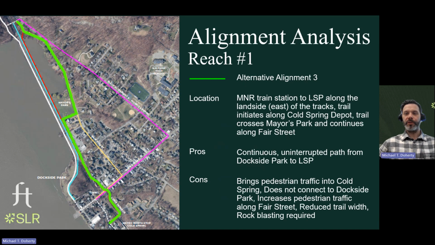Alternative alignment number 3 shares some of the similarities with the previous alignment, but differs at Mayor's Park, where the trail diverges from the rail corridor through the park to Fair Street and then on to Little Stony Point. Unfortunately, the similarities shared with alignment number 2 include the need to traverse private property at Cold Spring Depot and the rock blasting to fit the trail adjacent to the railroad.